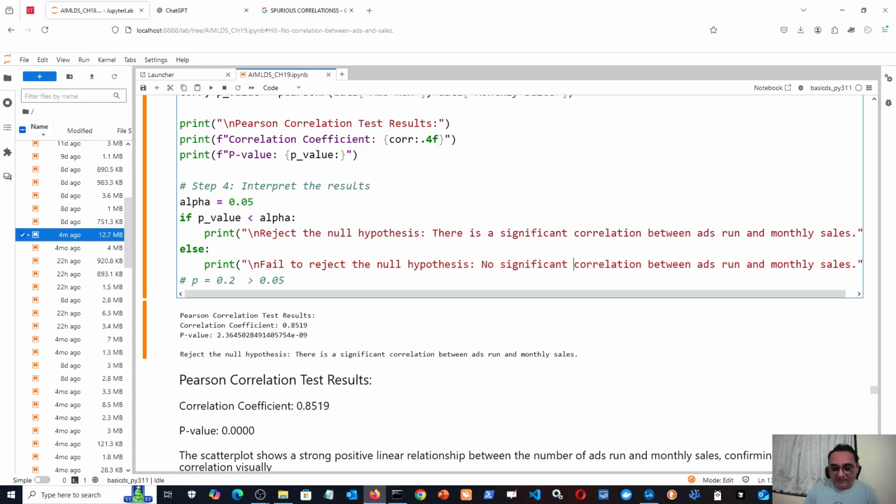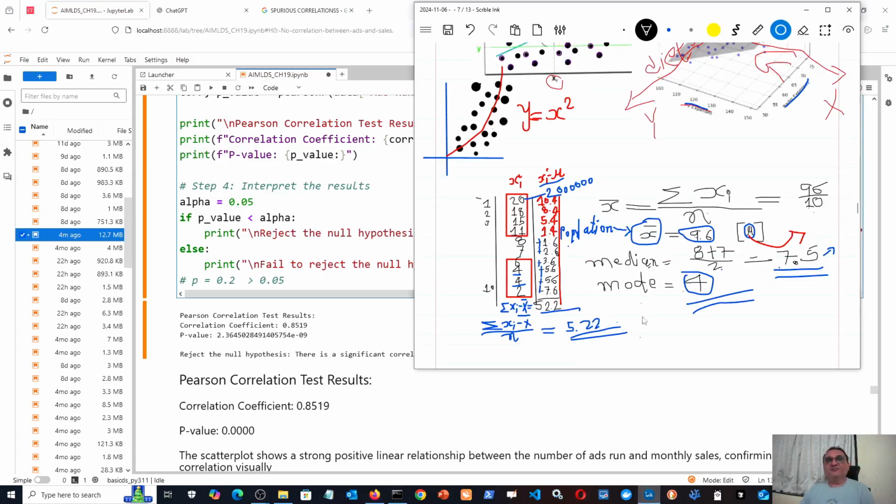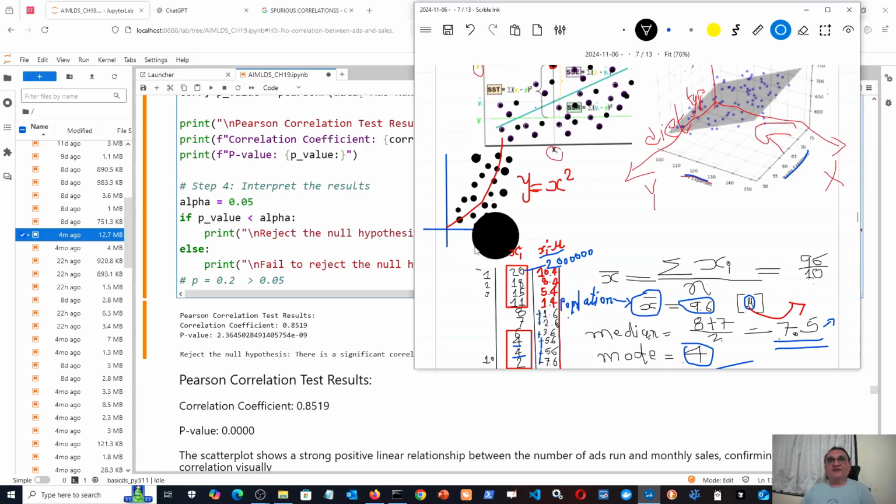No significant linear correlation between ads run and monthly sales, because it is possible that the two variables are related differently. On the x-axis I am using the number of ads run, the x variable, and on the y-axis my monthly sales is there. Then it is possible that y and x are related by an equation like y equals x square or 5x square, so that it is a parabolic relationship, not a linear relationship, right? So in that case, it is clear that Pearson correlation will still give a high p-value.